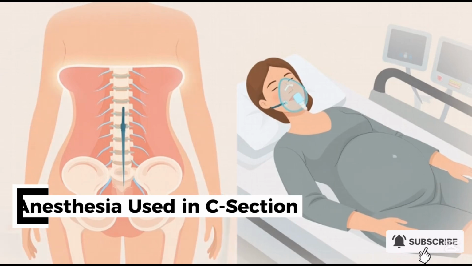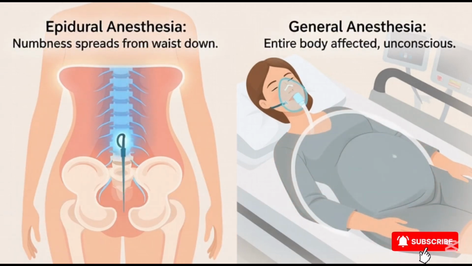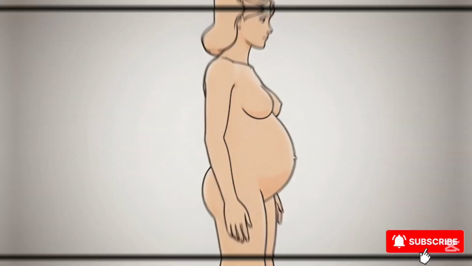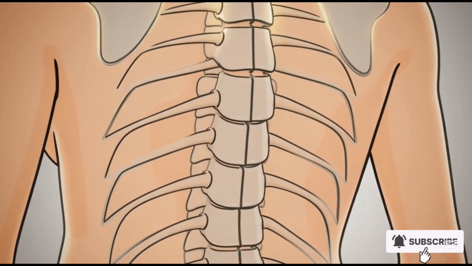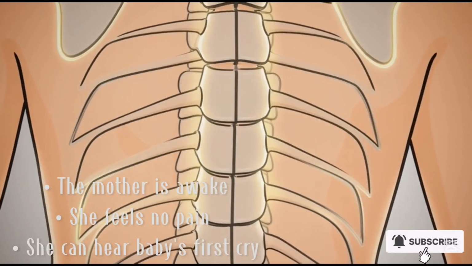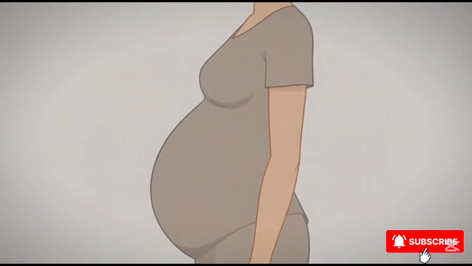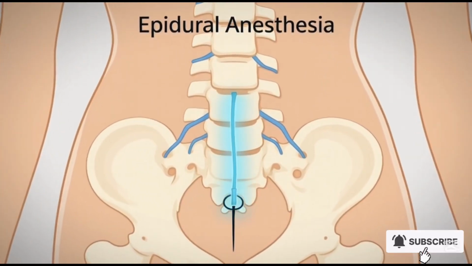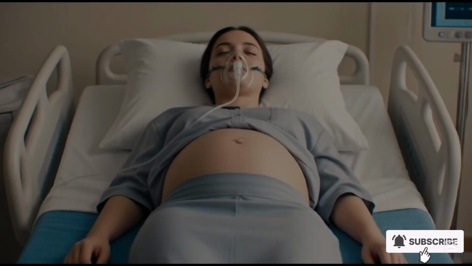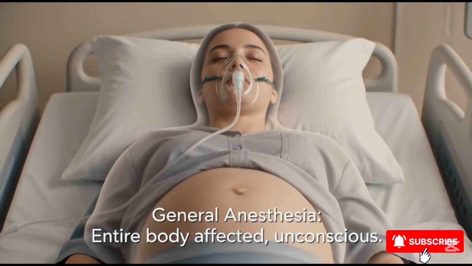Anesthesia used in C-section. Most C-sections are done under spinal or epidural anesthesia. This means the mother is awake, but she feels no pain. She can hear the baby's first cry. In rare emergency cases, general anesthesia may be used.